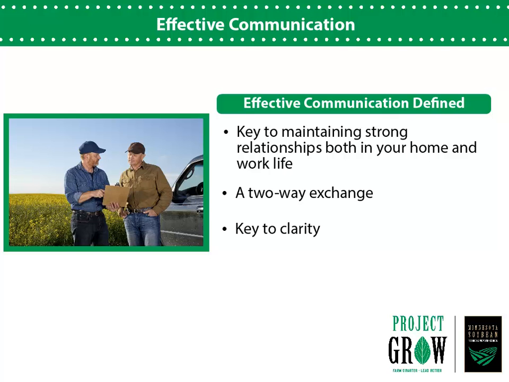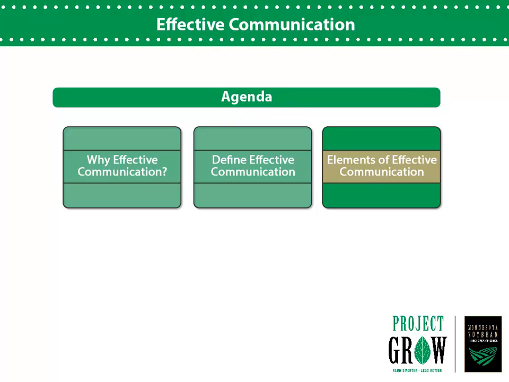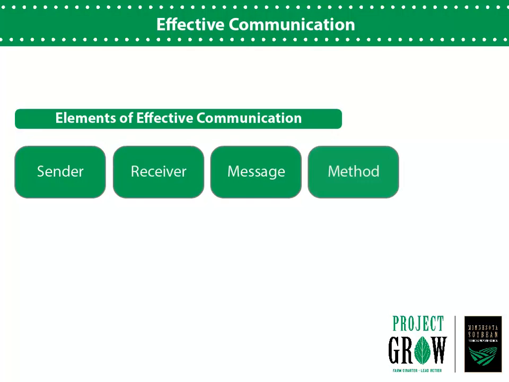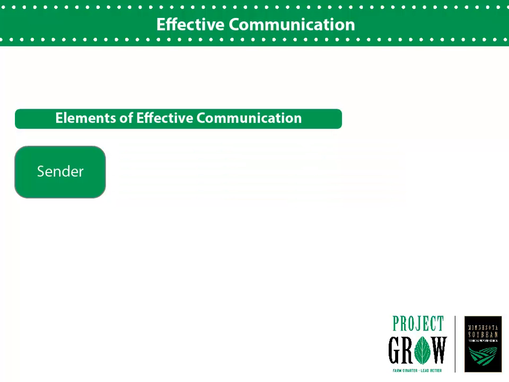Let's move into the final portion of this course and talk about the elements of effective communication. We're going to dive in deeper and talk about the specific elements that make up effective communication. These include the sender, receiver, message, method, and feedback. We're going to focus on the first four and then spend some additional time on feedback at the end. Let's get started. First is sender. The sender is the person who kicks off the communication. They're the ones that are going to be sending the initial message.